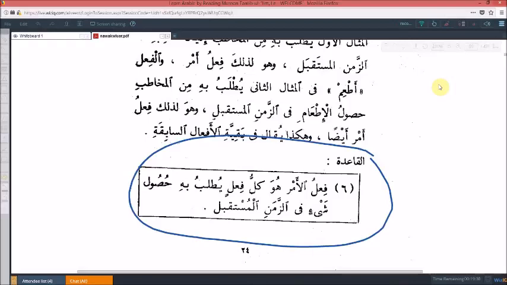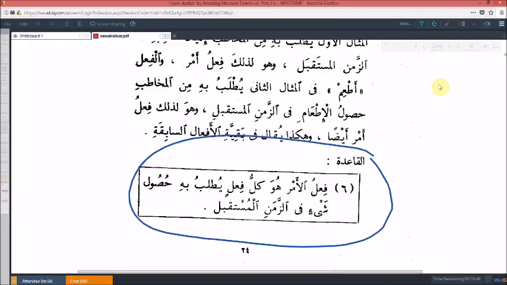هو كل فعل, it is every verb. يطلب به, it is sought by it. يطلب, like the word طالب, talib, meaning a student. He's seeking knowledge, searching for knowledge, requesting knowledge. يطلب به, it is sought with it or by it. This fi'l amr. حصول شيء, the obtainment of something, the doing of something. في زمن المستقبل, in the future.